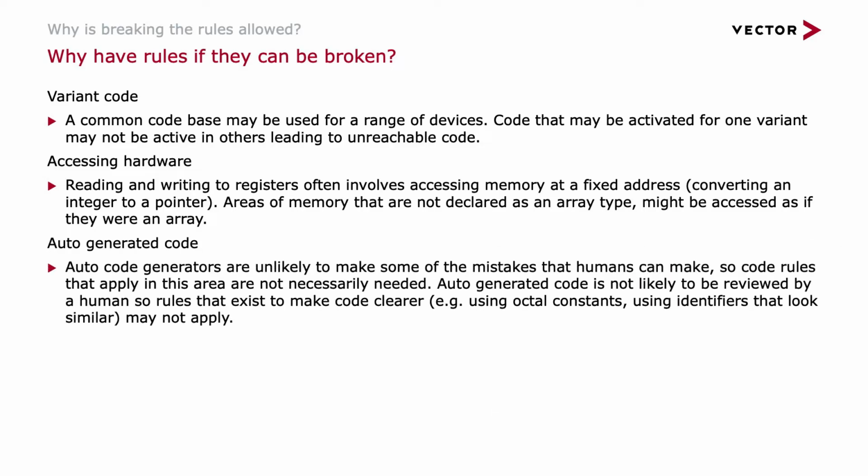We may also have some degree of auto-generated code in our project. And also code generators are unlikely to make the same mistakes that people make. So code rules that apply in that area are not necessarily needed for auto-generated code. Also, auto-generated code is unlikely to be reviewed by people. So some of the rules that make code clearer and easier to understand, for example, using octal constants or using identifiers that look similar, we don't really need those in auto-generated code.